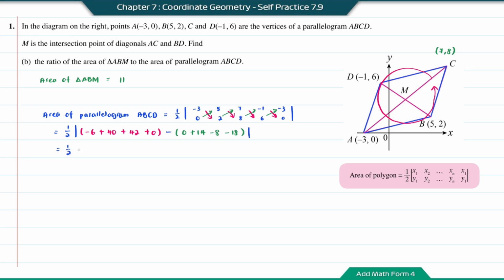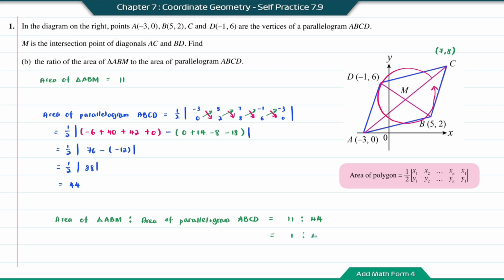So this is equal to 1 over 2. So the answer in the first bracket is 76, then minus the answer in the second bracket, which is going to give us -12. So 1 over 2 times, 76 plus 12, we're going to get 88. And 1 over 2 times 88 is equal to 44. So the ratio of triangle ABM to the area of the parallelogram ABCD will be 11 to 44. This one we can simplify by dividing everything by 11, so we're going to get 1 to 4.